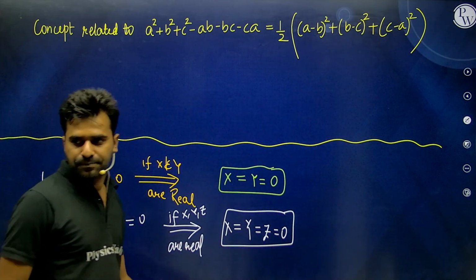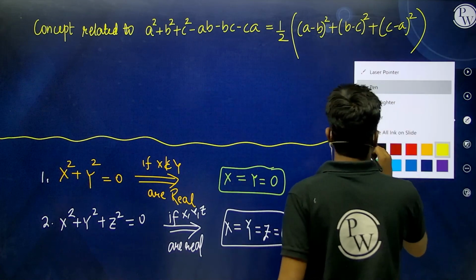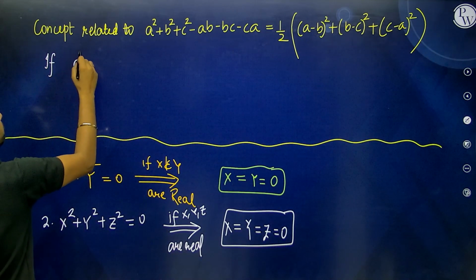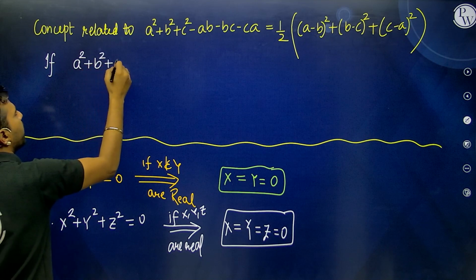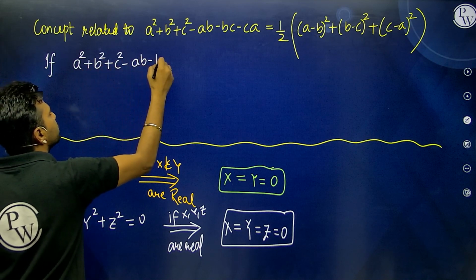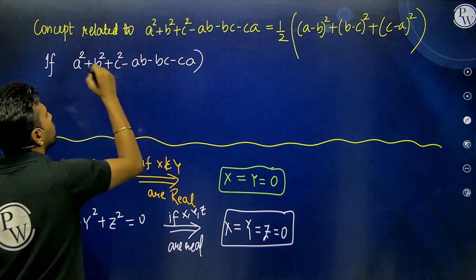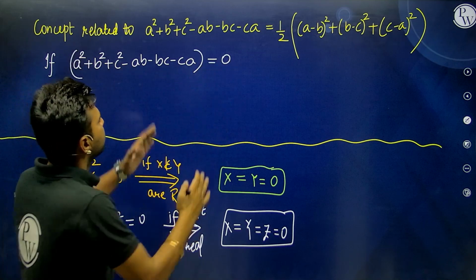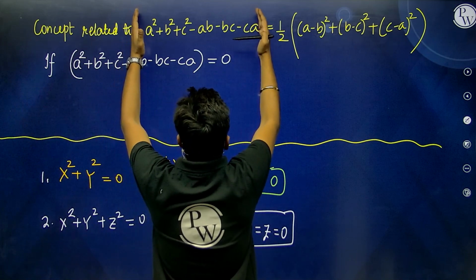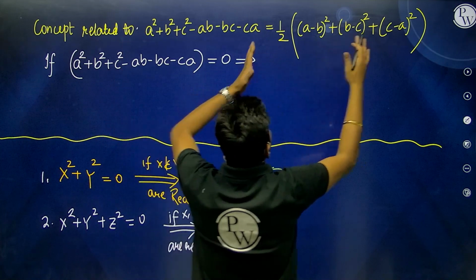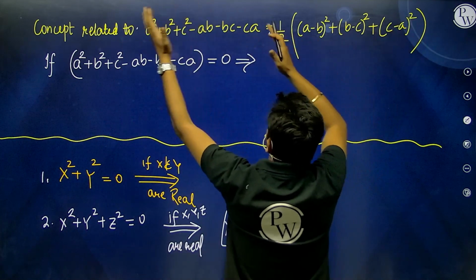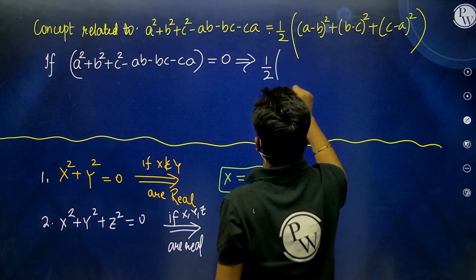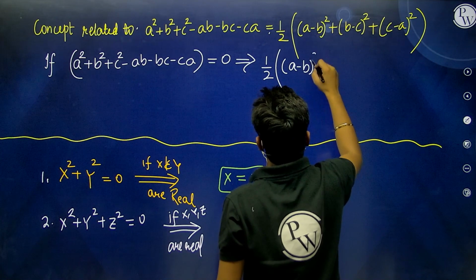Let's say it is given to me that a square plus b square plus c square minus ab minus bc minus ca is equal to 0. If considering one case that this thing is equal to 0 given to you, then you can definitely say that the right hand side should also be equal to 0, because this thing is always equal to this since it is an identity. So you can say that this thing is also equal to 0.